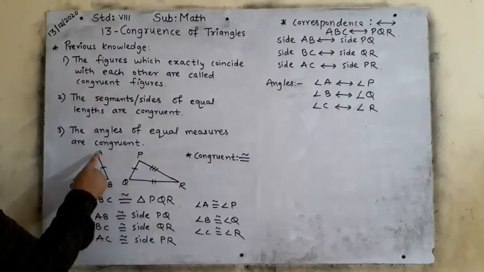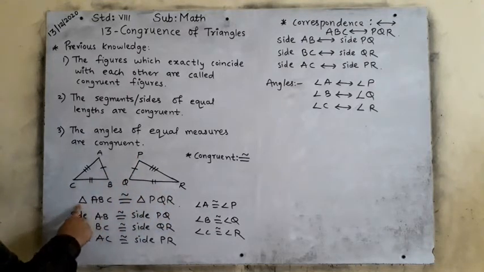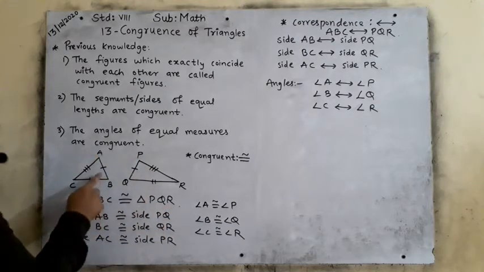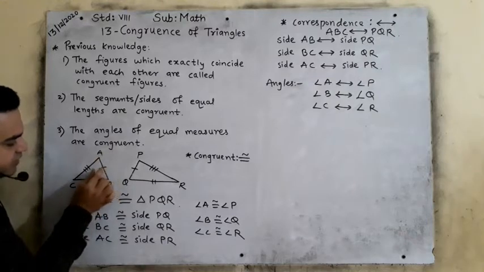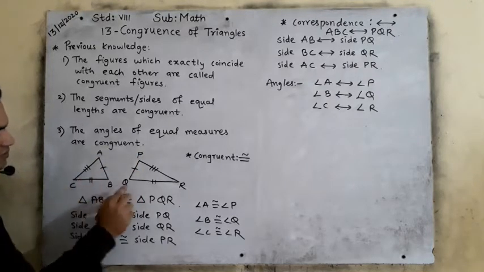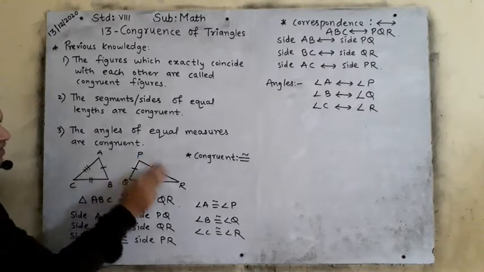Look here, triangle ABC and triangle PQR. We will say these two triangles, triangle ABC is congruent to triangle PQR. Why? We will see these identical marks. Look, segment AB has 1 identical mark, PQ also has 1 mark, BC has 2 marks, QR also has 2 marks, AC has 3 marks, PR has 3 marks.